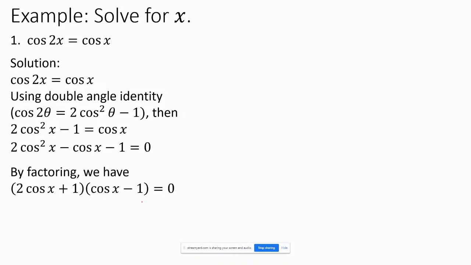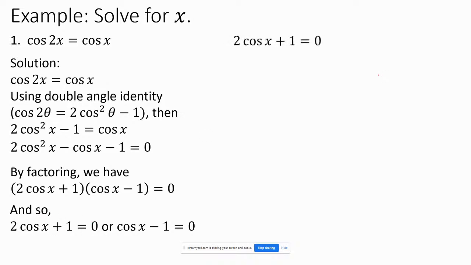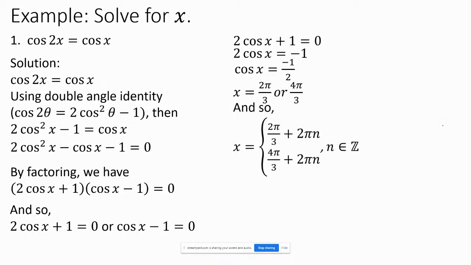And then, equating each factor to 0, we have 2 cosine x plus 1 equals 0 or cosine x minus 1 equals 0. Solving separately, 2 cosine x plus 1 equals 0. Subtracting 1 from both sides, 2 cosine x equals negative 1. Dividing both sides by 2, cosine x equals negative 1 half. Then x must be 2 pi over 3 or 4 pi over 3. Okay? That is our general solution.